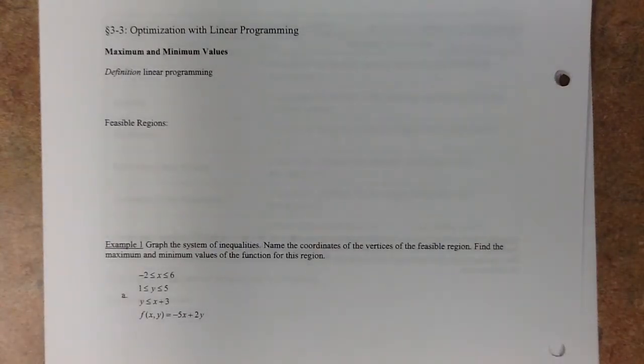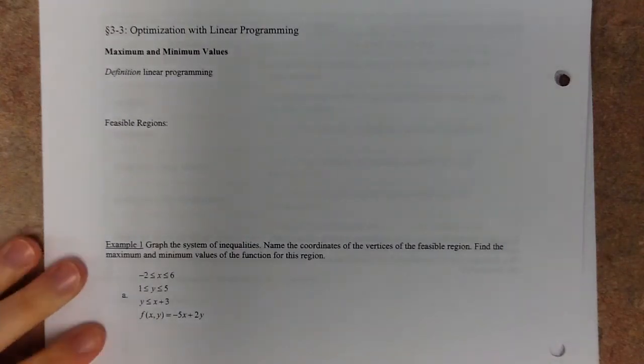So in this lesson, we're going to be talking about something called optimization, and optimization is something about maximum and minimum values, and they come up all the time in real-world applications like business applications or economic applications where you might want to maximize the product or minimize the cost or something like that. And so we are going to define a couple of things here.